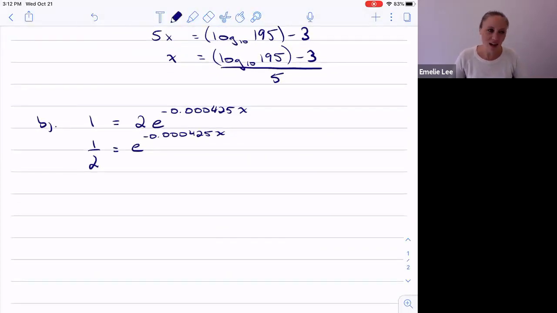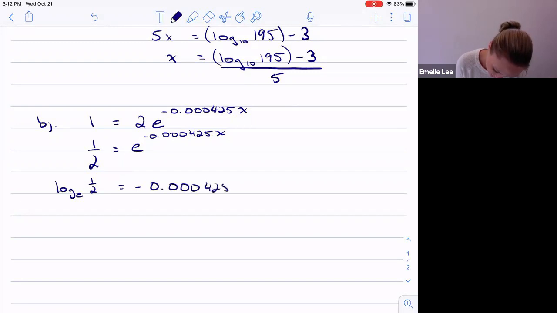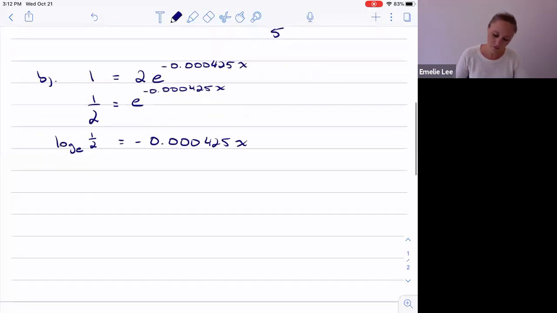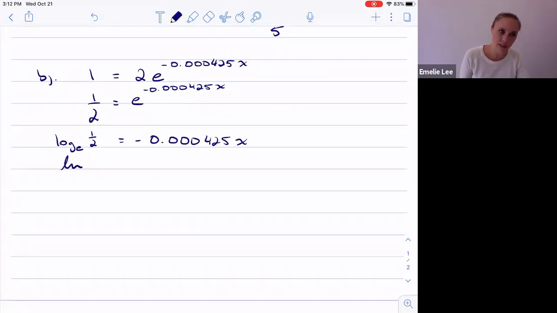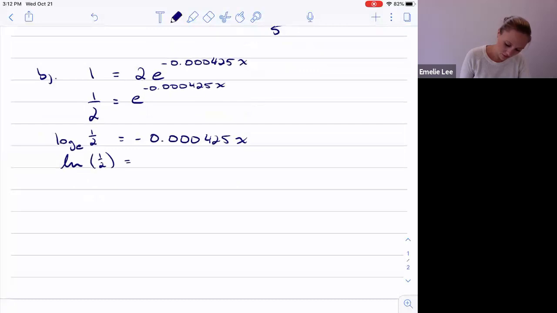So let's see here. Oh yeah, so this is the power. So what we have is we're going to take the log base e. That's the only time that I'm going to write the log base e, just to emphasize that I'm bringing this base down onto the log. Log base e of 1/2 is negative 0.000425x. Log base e, right, is ln of 1/2, which is just a number.